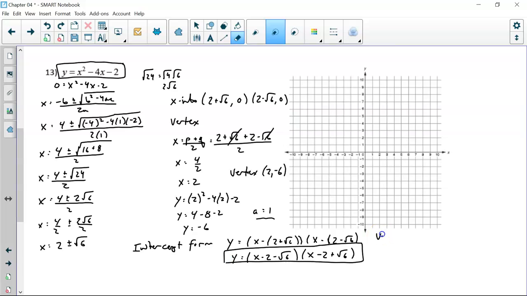And now our vertex form, that graphing form: y equals, now a is 1, so we don't need to write anything, (x minus 2) squared minus 6. There's our vertex form. Like I said, I would take a moment and graph all of those on your calculators, and you'll see that they're all the same graph. That's it for section 4.13, and that was all about rewriting the forms. Thank you.